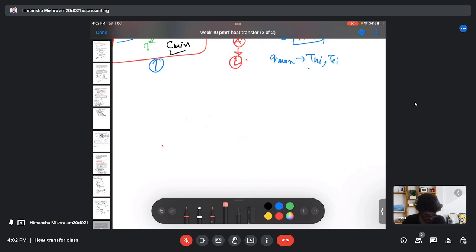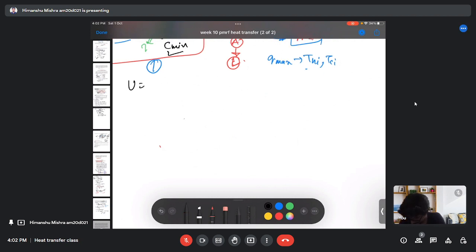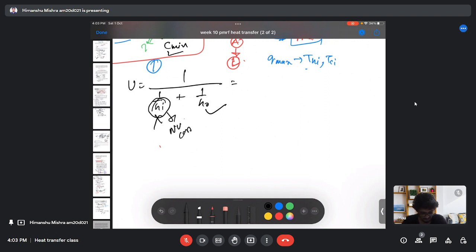So let's first find the overall heat transfer coefficient U. We know that the overall heat transfer coefficient is given by the inverse of the sum of the inverses of the internal and outer heat transfer coefficients. We have the outer heat transfer coefficient, but we don't have the internal heat transfer coefficient. This internal heat transfer coefficient will be given by the Nusselt number correlation.